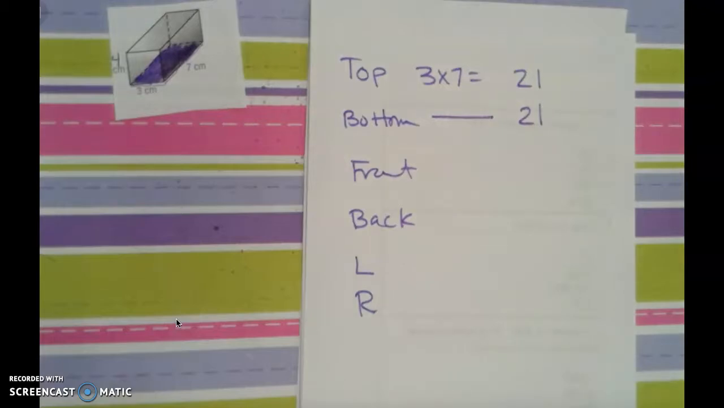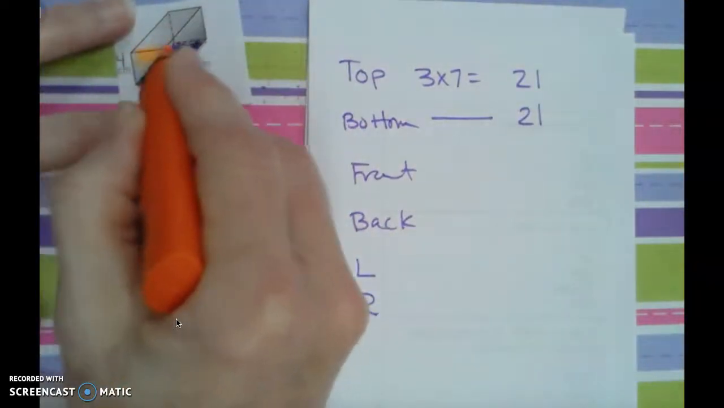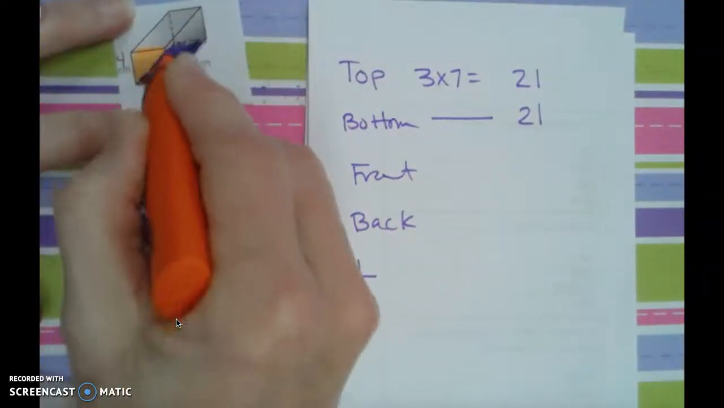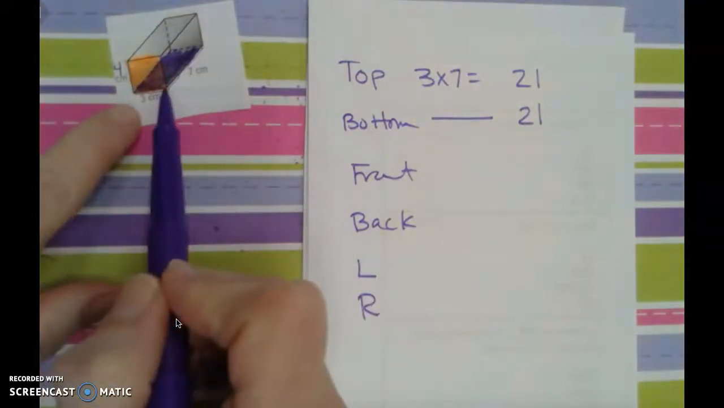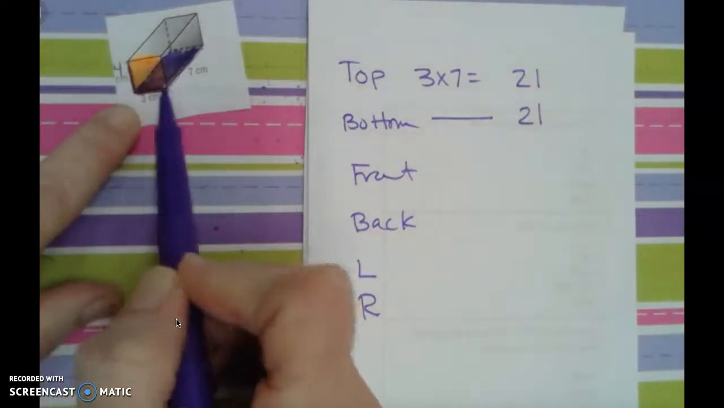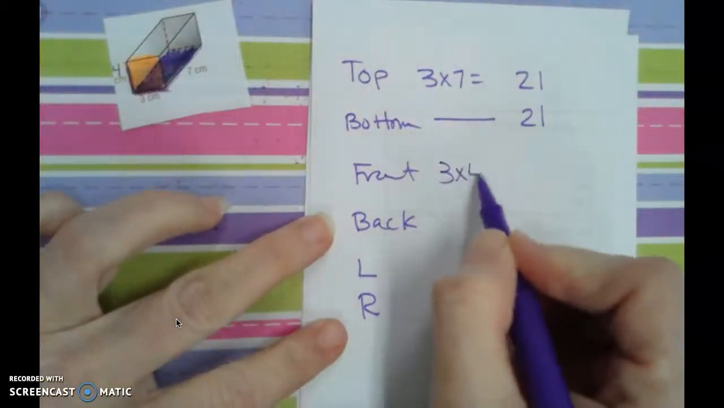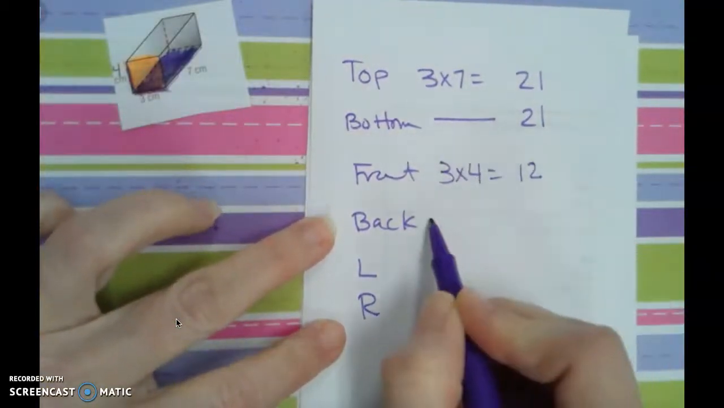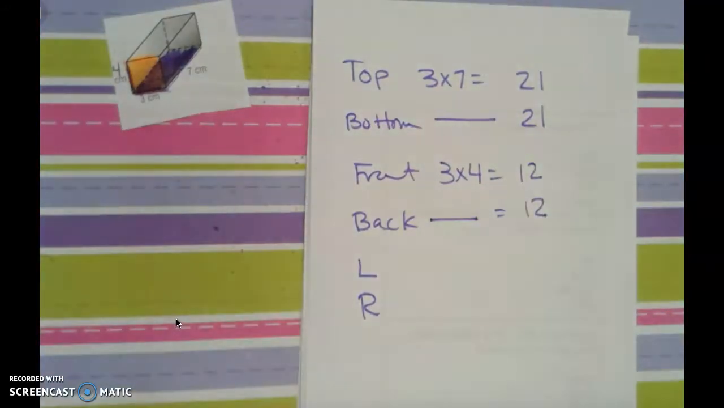Now I need to do the front. Remember, the front is the part that is looking at us. If I trace it, which helps me see it, because sometimes if I do a lot of these it almost looks like the parts jump around. So what's my length and what's my width? I'm hitting 3 and 4. So the area of that rectangle is going to be 3 times 4, which is 12. I know that the back is the very same, so it is also 12.